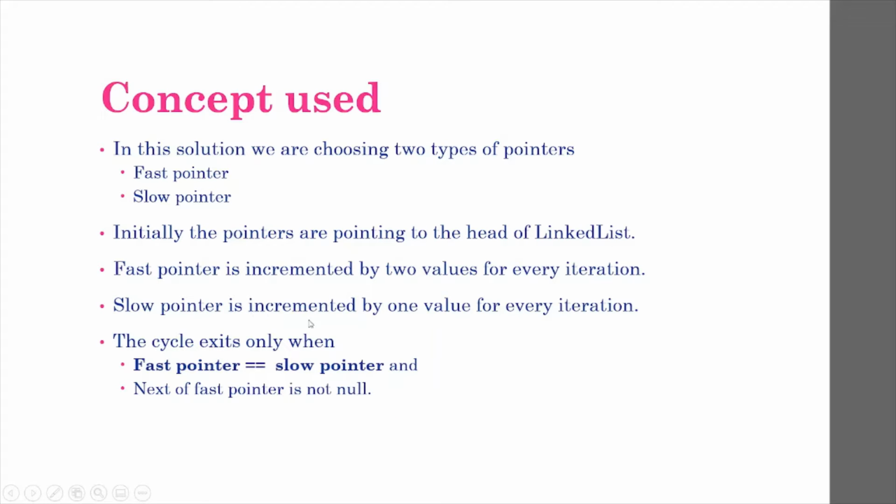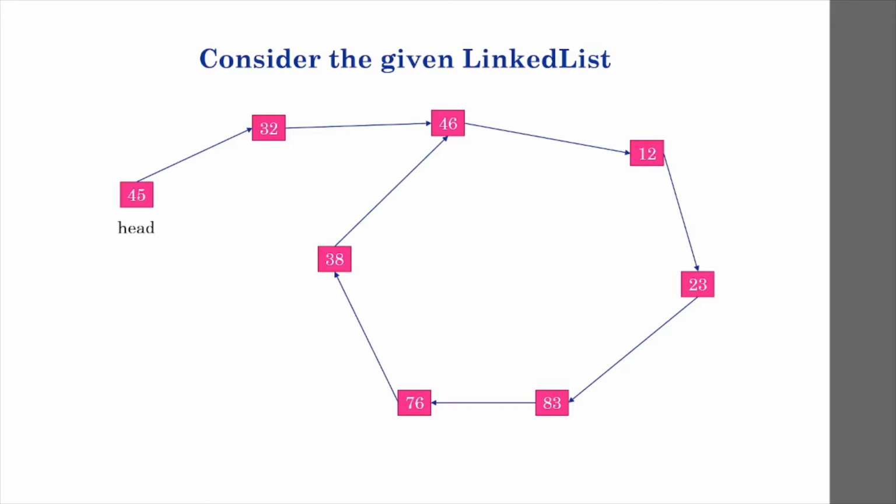Also, the slow pointer is incremented by one value for every iteration, and a cycle exists only when the fast pointer is equal to the slow pointer and next of the fast pointer is not equal to null. Now see the example. Consider the given linked list. Here 45 is the head of the linked list and the remaining are the elements of the linked list.